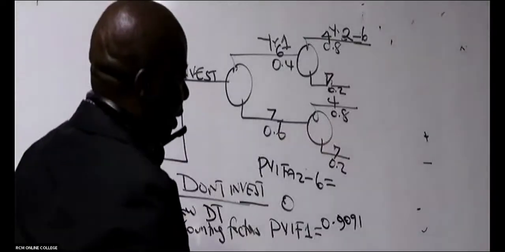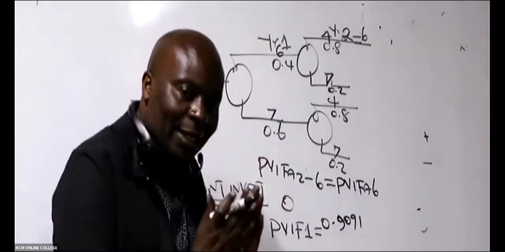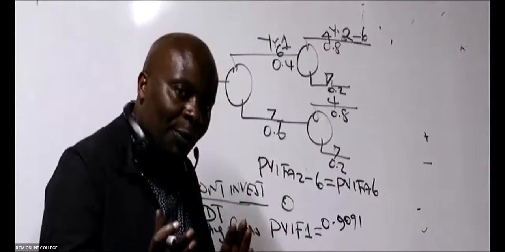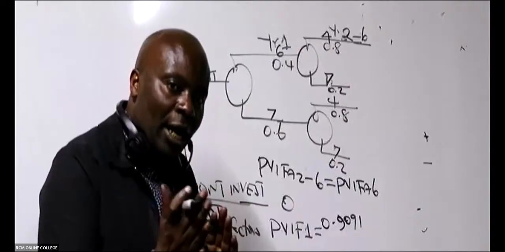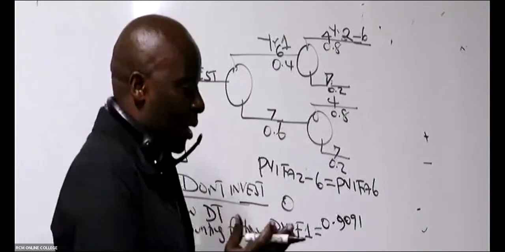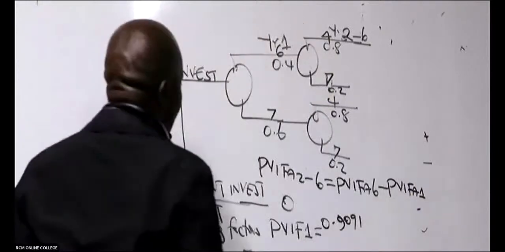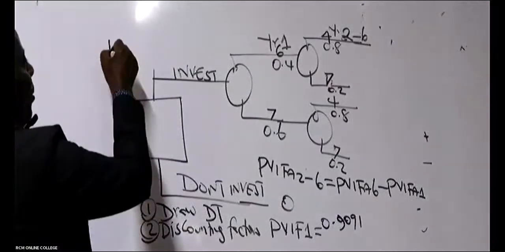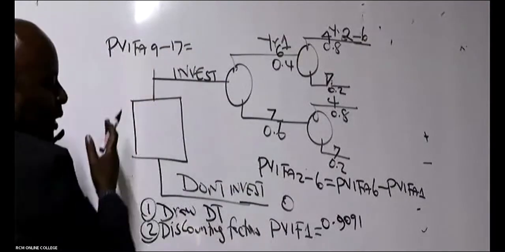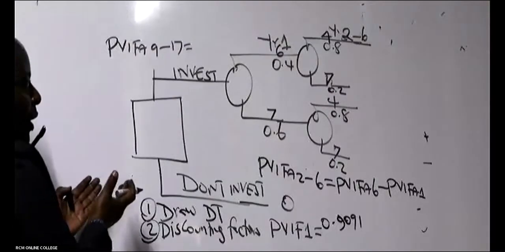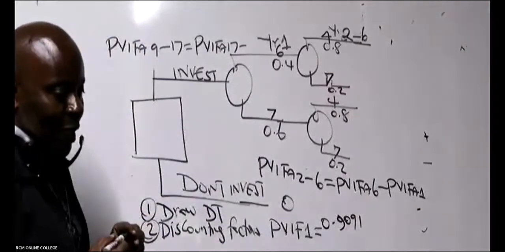How do we expand this? I will say it is PVFA 6, the first 6 years, 1, 2, 3, up to 6. But they don't want 1 to 6, they want 2 to 6. So there is an unwanted part, which is PVFA 1. So we subtract PVFA 1. Please listen: when they give you PVFA 9 to 17, don't write it like that. Just help me expand this. PVFA 9 to 17 will be PVFA 17 minus PVFA what here, somebody?